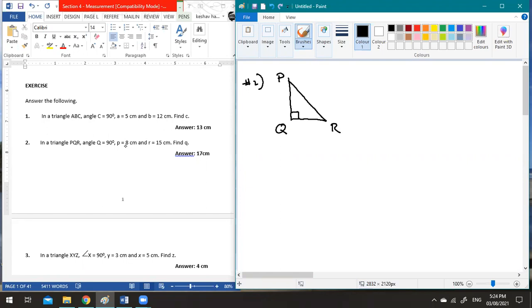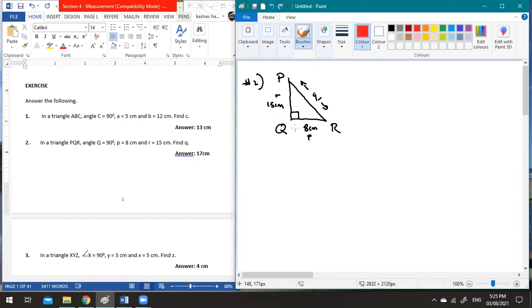So again, small letter p will be opposite capital P, which will be here. So here will be 8 centimeters. Small r will be opposite capital R, which is here. It's 15 centimeters. Not looking neat, so I'll fix it. And for Q, they want us to find the distance.